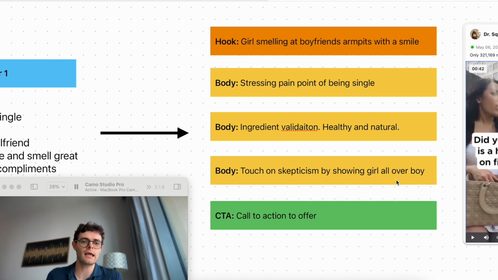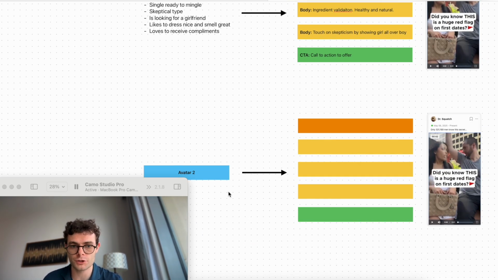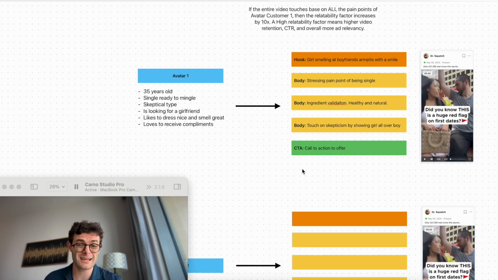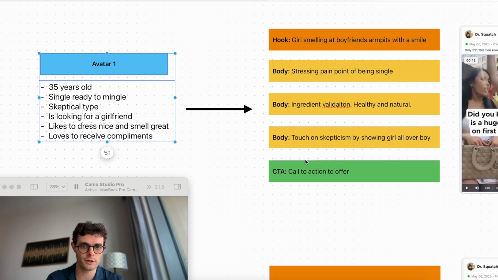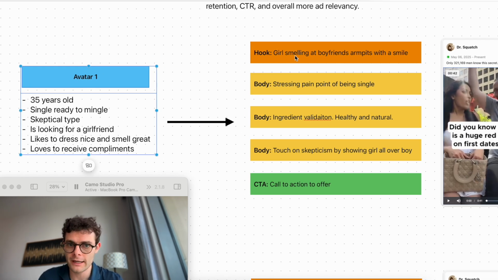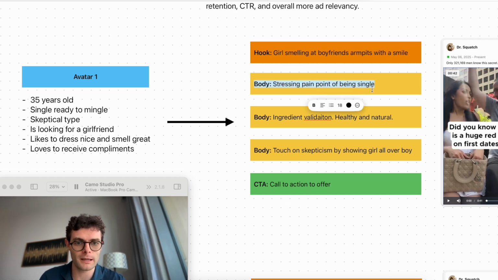And then you might be saying, hey, but I'm limiting myself if I just do it with one avatar. First of all, you can do this process with avatar 2 and avatar 3 also, so you're not limiting yourself. And second of all, there are so many people just like this person, millions and millions, that could be your customer. An example in the hook: a girl smelling her boyfriend's armpit with a smile, seeing that she enjoys it. This is a great hook because this guy is ready to mingle and he wants something like that. He wants to see a girl go crazy over his scent. Then a body stressing the pain point about being single.